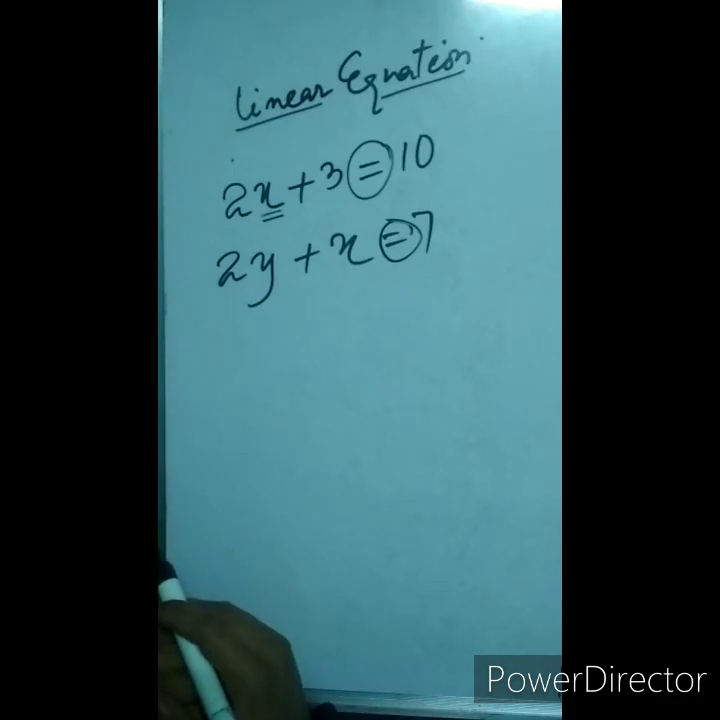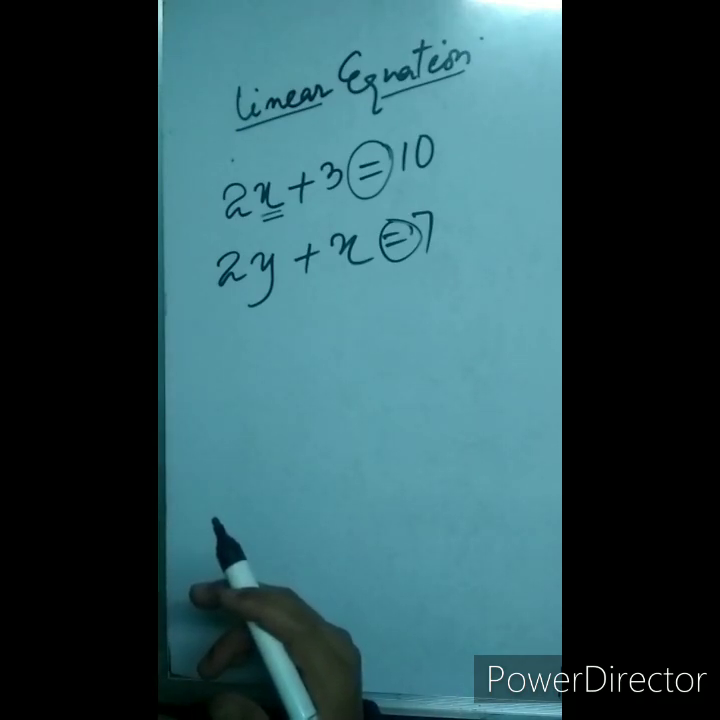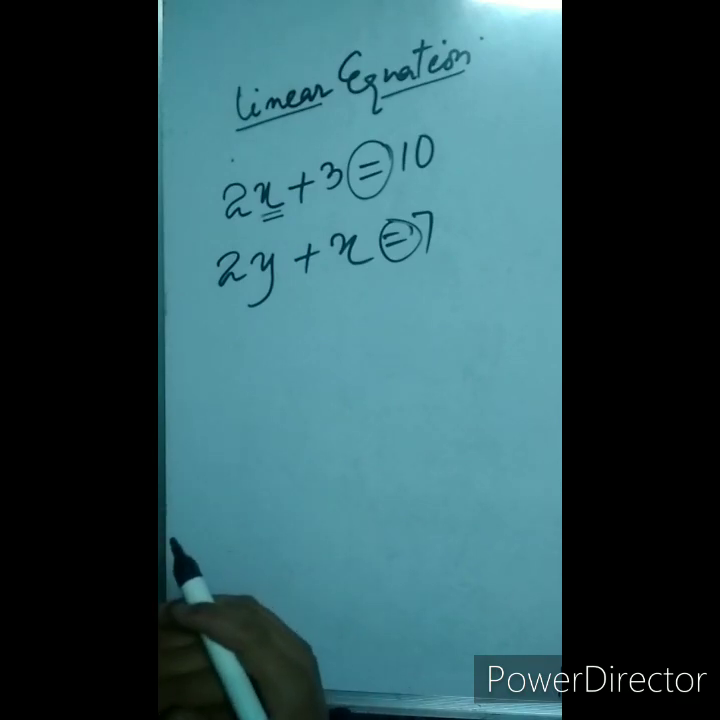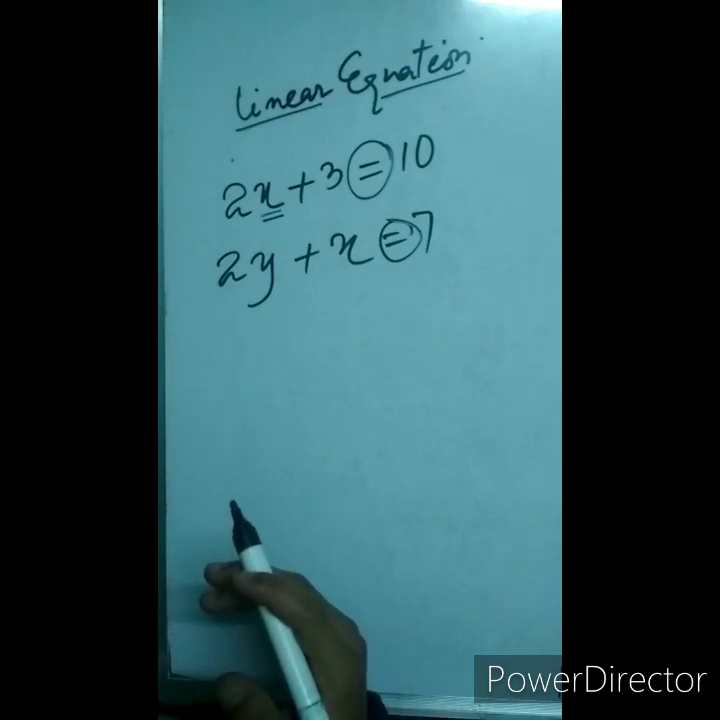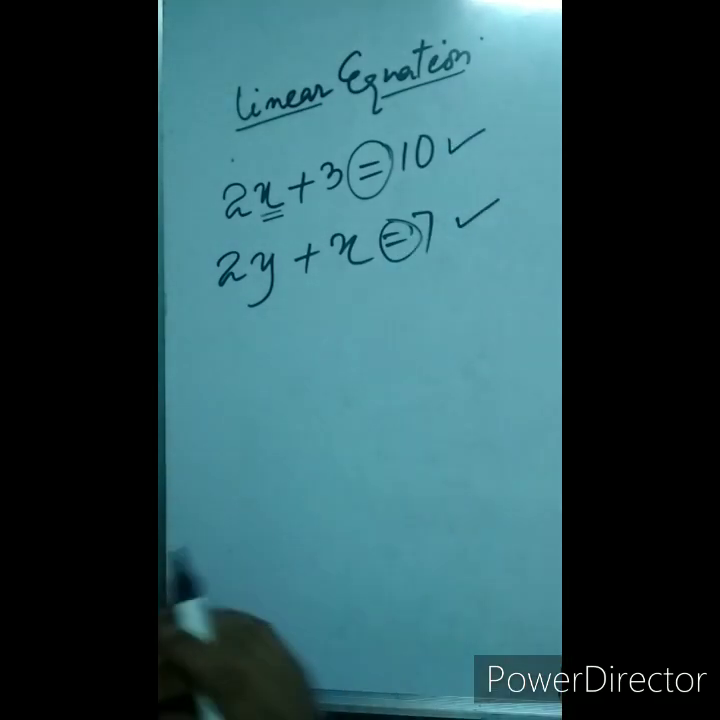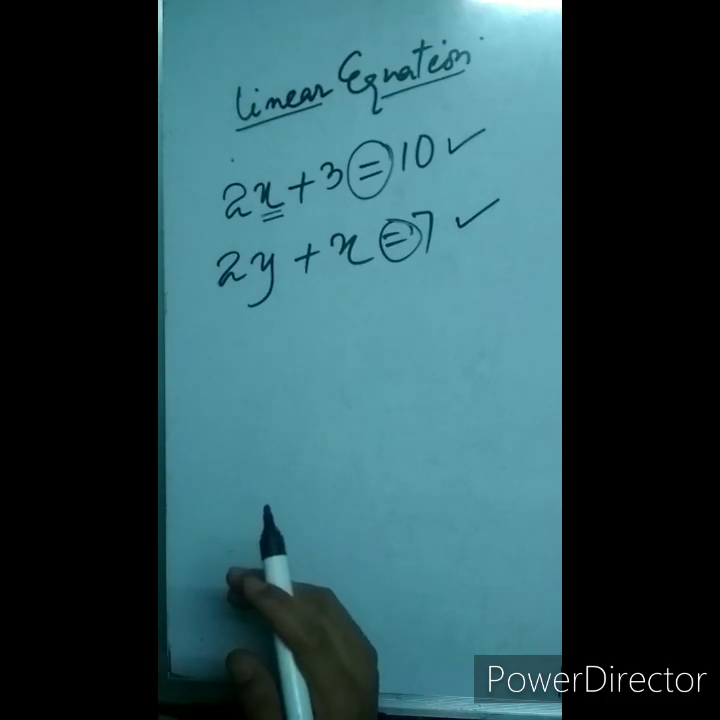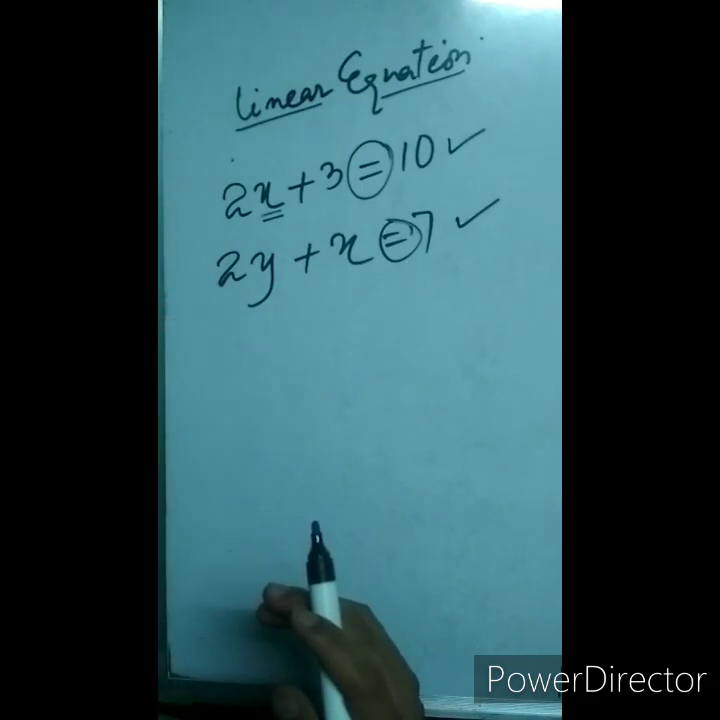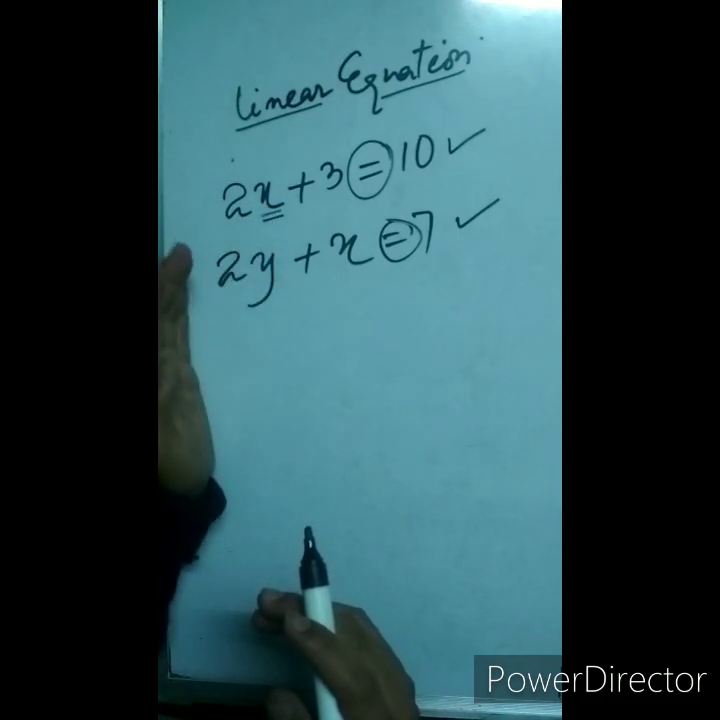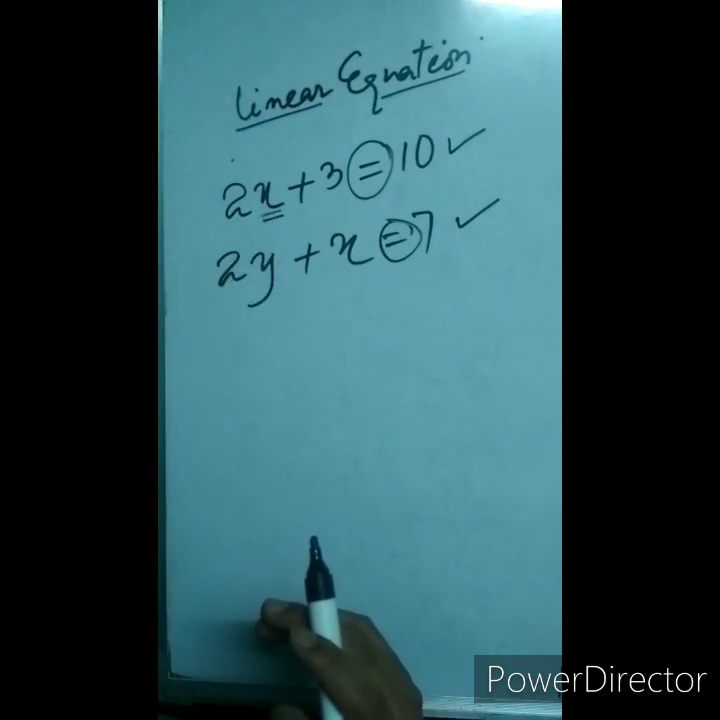So these are all equations, but particularly in this chapter we are going to emphasize linear. Linear means the highest power of the variable should be 1. That's called linear. So the first one is linear, the second is also linear. Even though both are linear equations, the first contains only one variable, that is x. But in the second equation we find two variables, x and y.